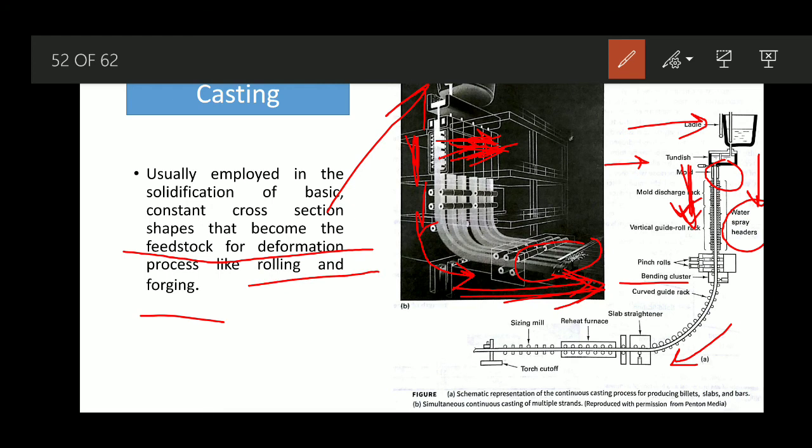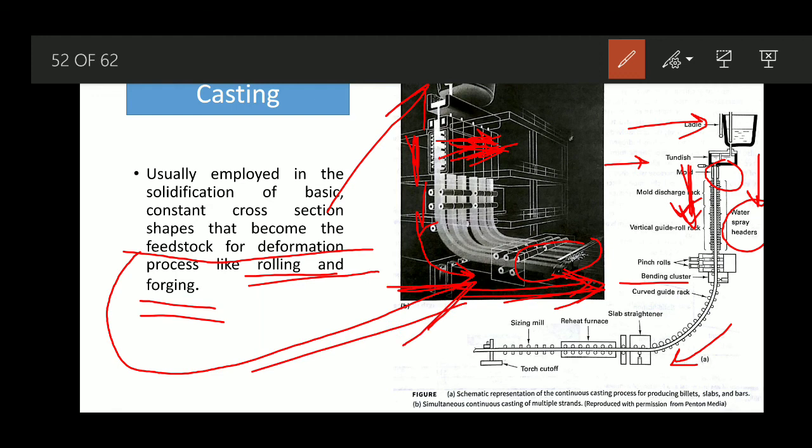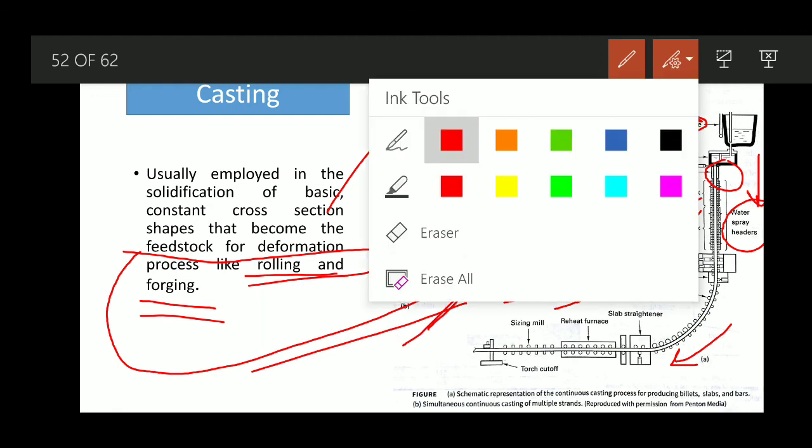Because we already know that for any process, the raw material in nature is generally not available in the exact size and shape required for rolling, forging, etc. We have to work from certain feedstock, and these feedstocks are generally continuously cast in this continuous casting process. I hope all of you have understood.